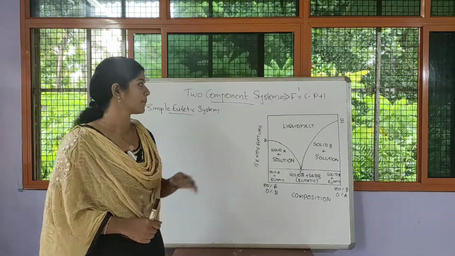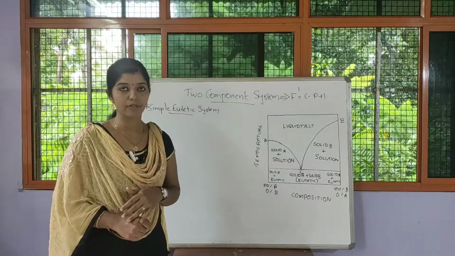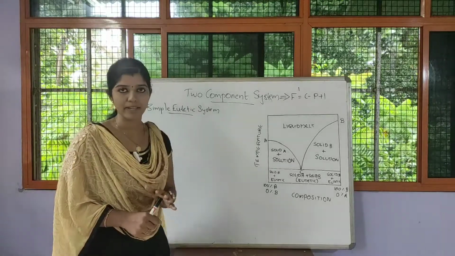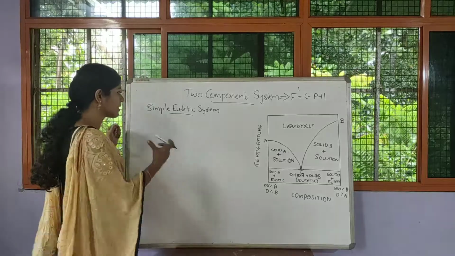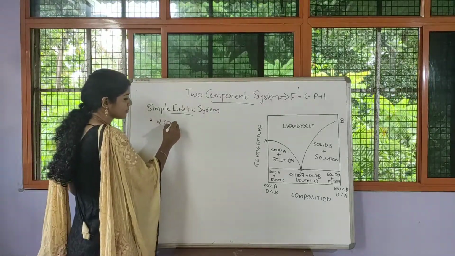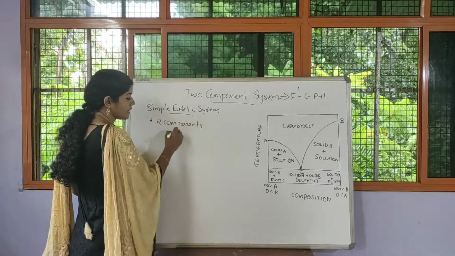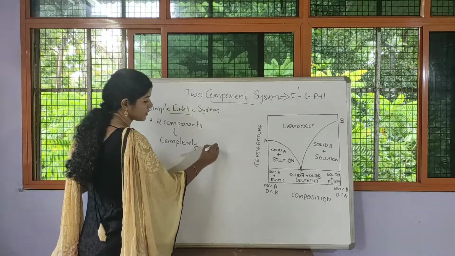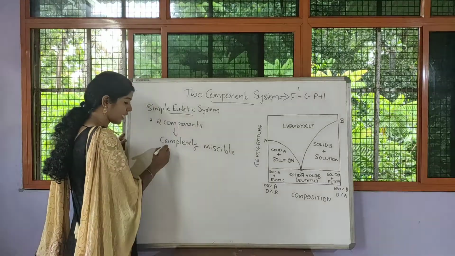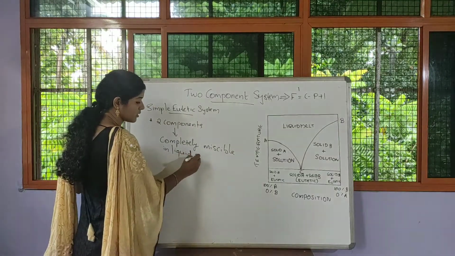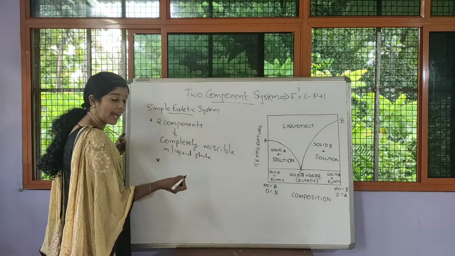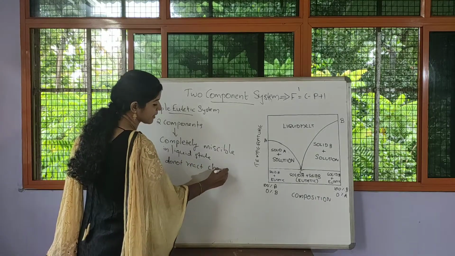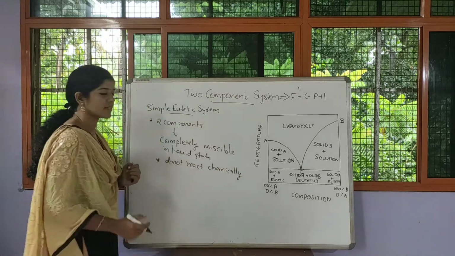A simple eutectic system. In two component system, we have to learn the phase diagram for a simple eutectic system. What is a simple eutectic system? A eutectic system means a system having two components that are completely miscible with each other, completely miscible in liquid state, and do not react with each other. Do not react chemically. So this is a eutectic system.